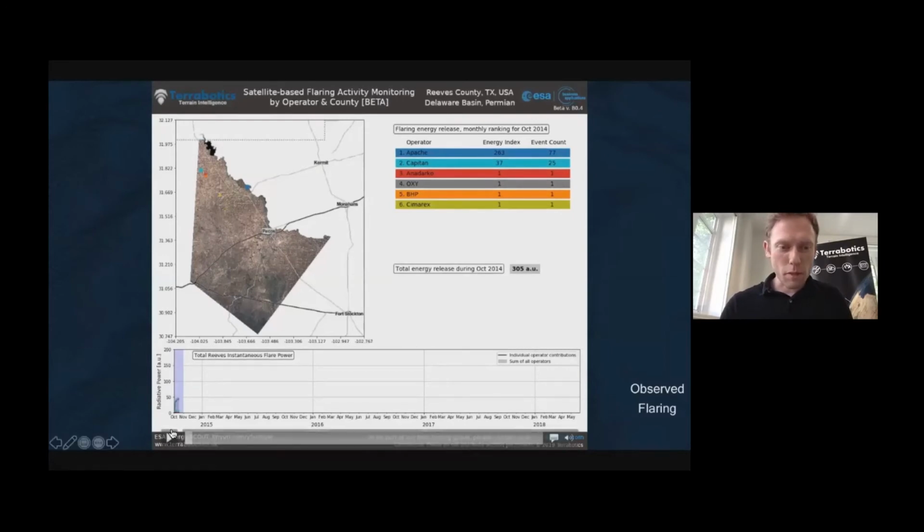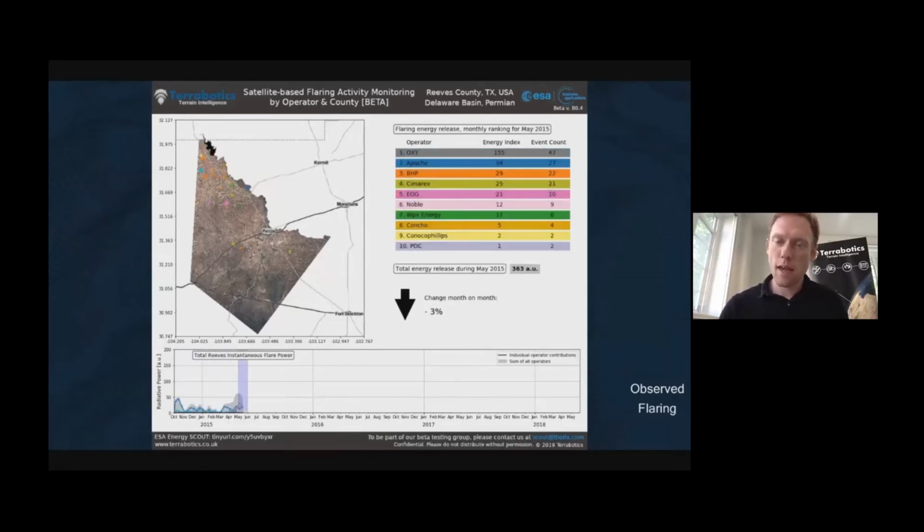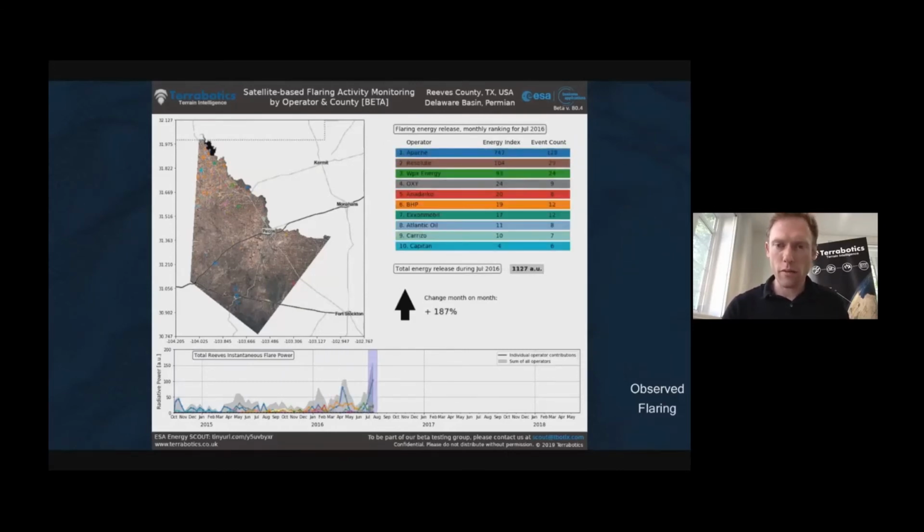I will just play this and hopefully it will come through while I speak. So I mentioned earlier we have satellites that can detect gas flaring, see gas emissions such as methane, as well as carbon dioxide, etc. And so we're able to monitor regularly through time what individual companies are doing.